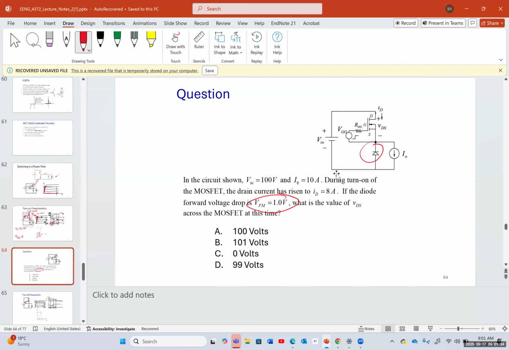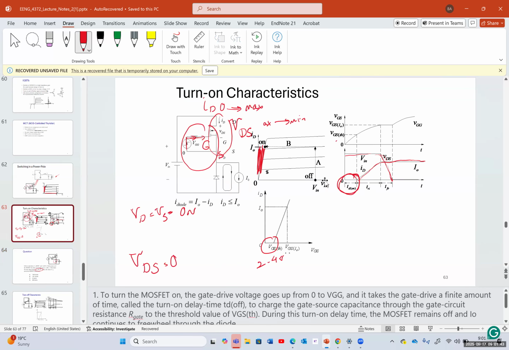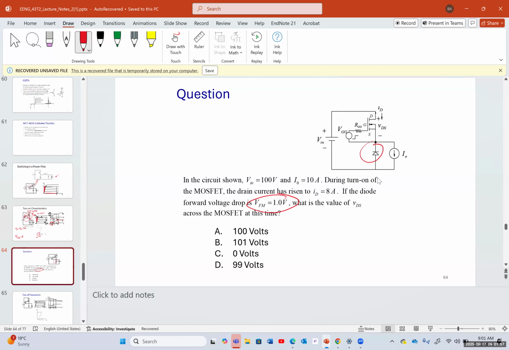Okay, does anyone have the answer? So if we go back to this graph, we can see that it takes a little bit of time for the transistor to be saturated. Therefore, we're going to have the diode still freewheeling in the system. And when the diode is still freewheeling, we have a 1 volt voltage drop in the diode.